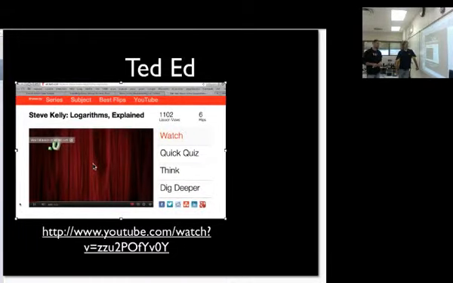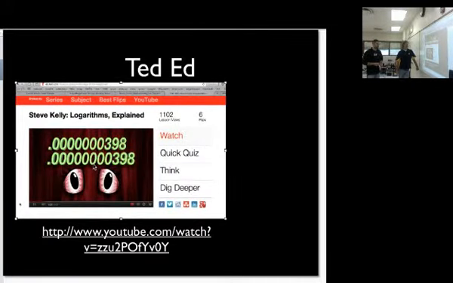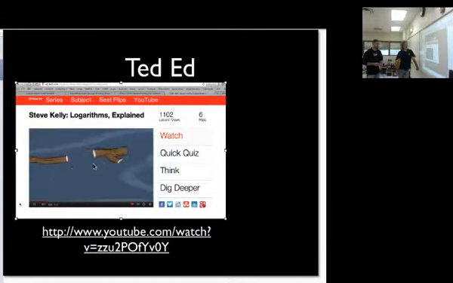How does the difference between 0.0000000398 and 0.0000000398 cause one to have red eyes after swimming? To answer this, we first need a way of dealing with rather small numbers, or in some cases, extremely large numbers. This leads us to the concept of logarithms.